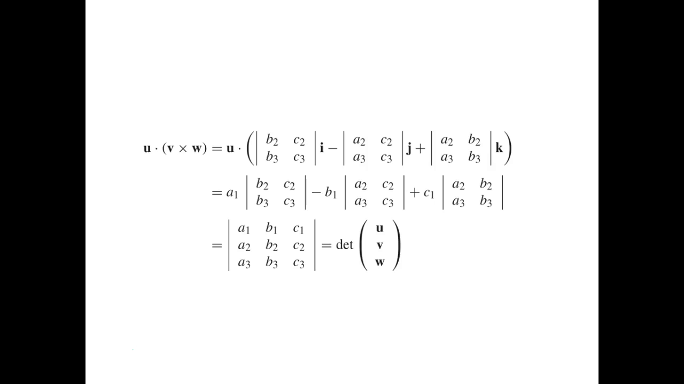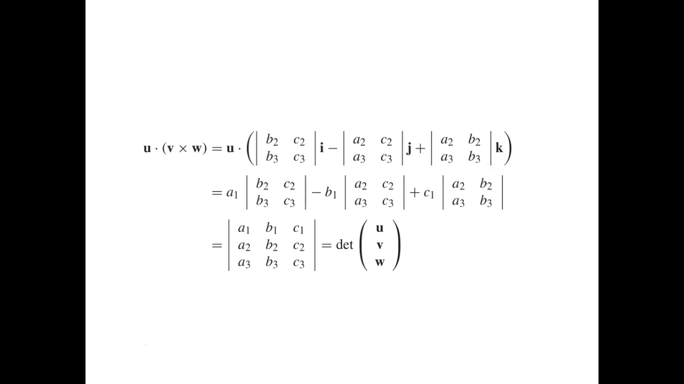They've left out a lot of steps here. Okay, obviously the vector U is A1, B1, C1. The vector V must be A2, B2, C2. The vector W is A3, B3, C3. That sort of irritates me they do it this way.